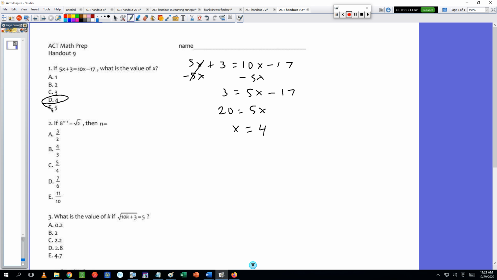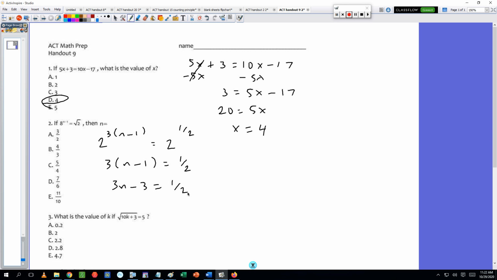I can make that 8 into 2 cubed, and I have an n minus a 1 power there also on it. I've written it like that so I remember that I multiply. The square root of 2 is 2 to the 1/2 power. Now that I have the bases the same, I set the powers equal to one another. Here's what I would do here. I'm going to distribute the 3.